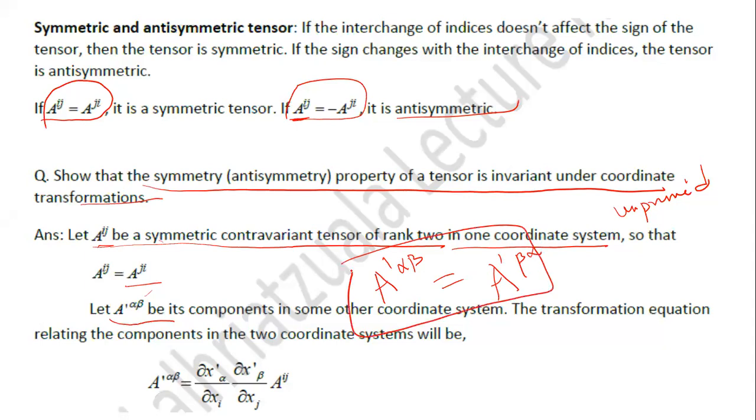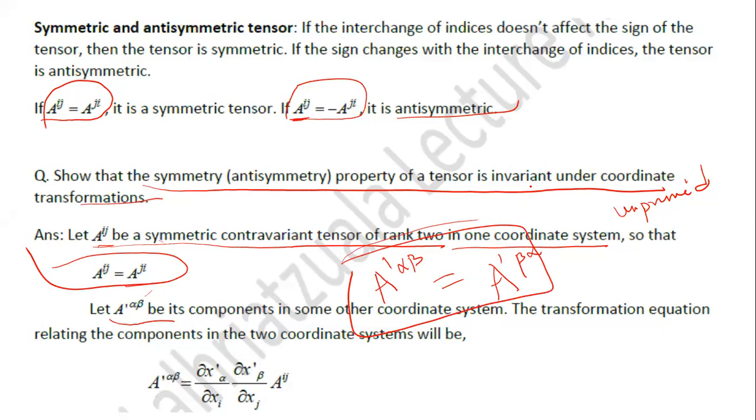So in the new prime coordinate system also, this physical quantity has to maintain its symmetry property. If it is symmetric in one coordinate system, it should also be symmetric in another coordinate system. That is exactly what the statement of the problem is, right?